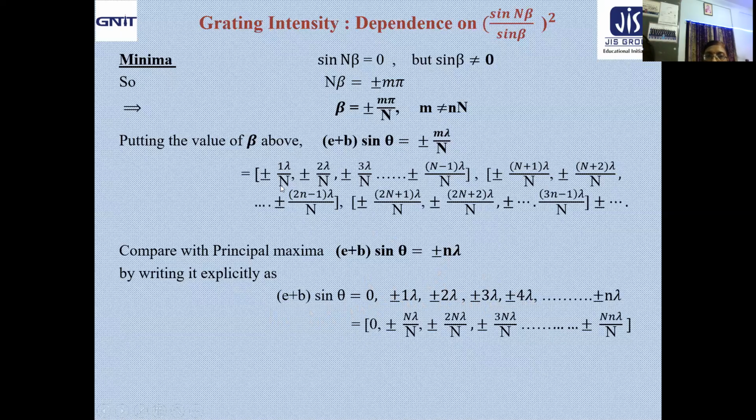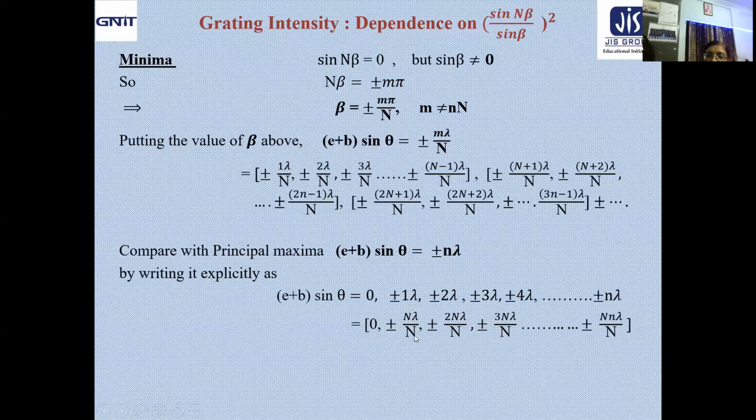Okay. Now to compare with this minima expression, let us write them in a different form. 0 remains same, plus minus 1 lambda. That means first order maxima can be written as capital N lambda by N. Capital N lambda by N, N will cancel out, you will get 1 lambda. 2 lambda can be written as 2N lambda by N. 3 lambda can be written as 3N lambda by N, and so on. Okay. So this is central maxima. This is first order maxima. This is second order maxima. This is third order maxima, and so on.